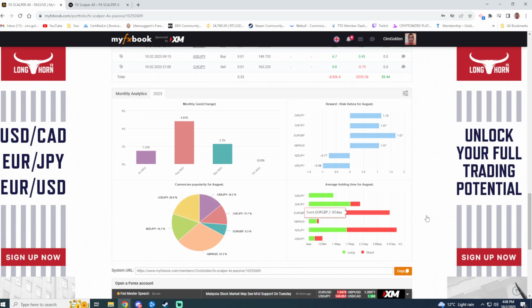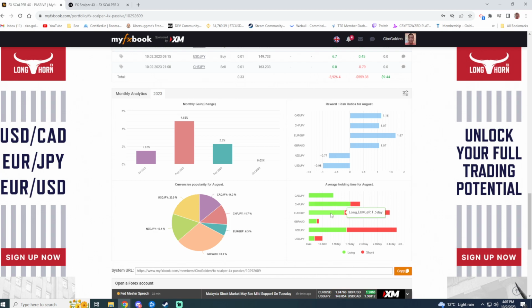Moving over to the average hold time for August, as you can see here, it looks like the longest amount of time that we had something open was just over 3 days and a half. I think this is a little bit around the same as our standard account. I think it's just less pairs, so it doesn't look as jumbled up. And then we got the shortest, which is just under 13 hours.